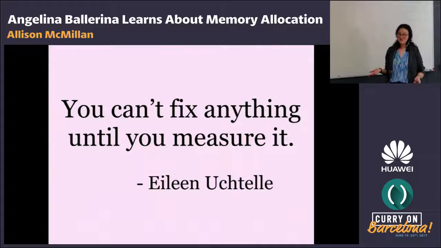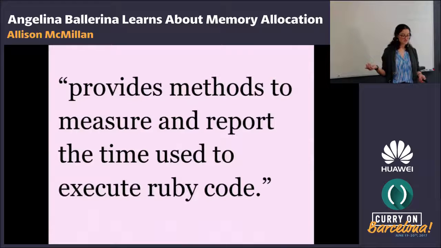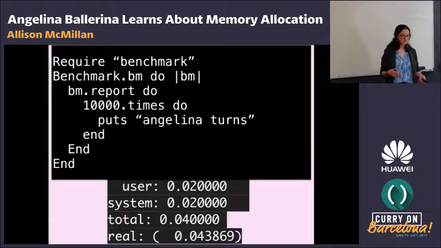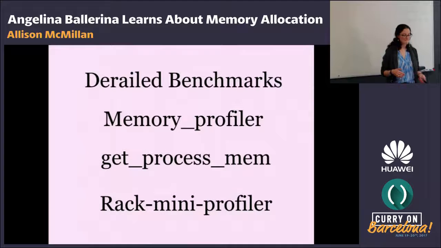Finally, you can't fix anything until you measure it, which was said at RailsConf this past year. The benchmarking library is really helpful for this. You can do benchmarking, which reports CPU time, system CPU time, and total real time it took to complete. This is a brief example, like our Angelina turning example. If you just want to see how long a process took to run, this is really helpful, especially when you're looking at memory from a bunch of different aspects.